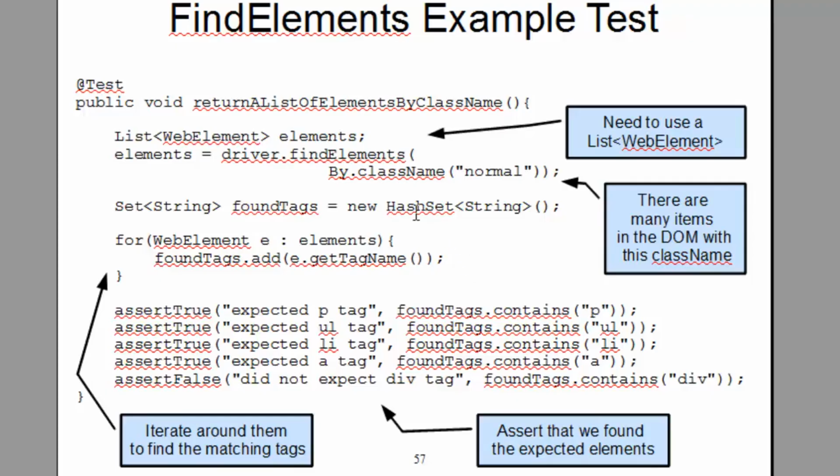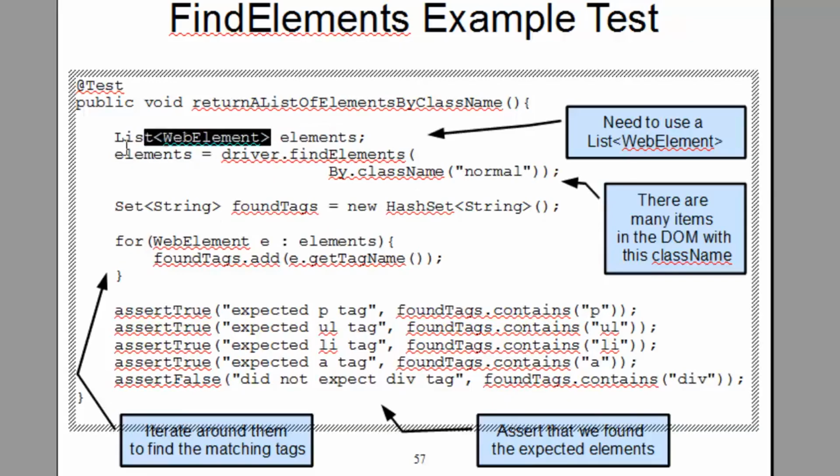So I've created a set, and I iterate around all the elements, and then I add the tag name into the set. And because it's a set, it will only store each tag once. Then I assert that I found a p tag, a ul, an li, an a, and that there is no div tag. Now you can run this and see it in more detail. The important thing is findElements returns a list of web element.